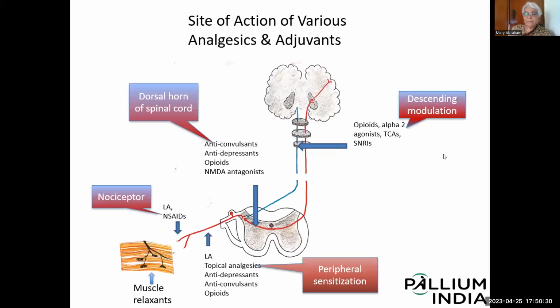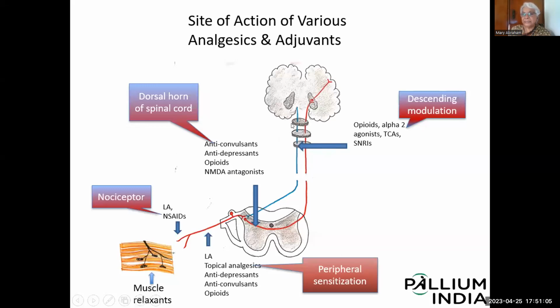So if you look at where the various analgesics and adjuvant drugs act, this is where your muscle relaxants act, at the muscle level, the neuromuscular junction. Now, local anesthetic and topical analgesics, and NSAIDs, act by preventing peripheral sensitization. So even here, you have the NSAIDs acting at the peripheral level. Now, anything beyond this is neuropathic pain. So, drugs like anticonvulsants, antidepressants, NMDA antagonists all act at this level.